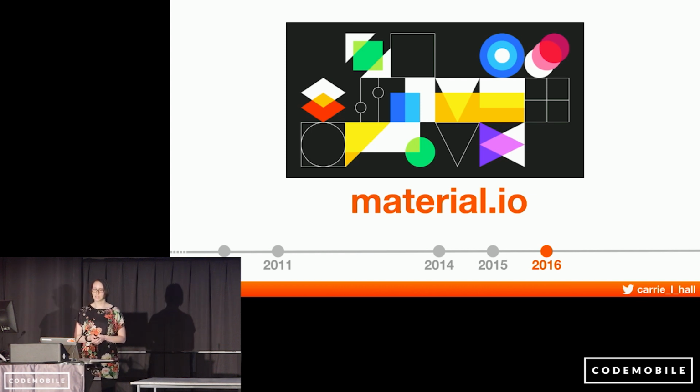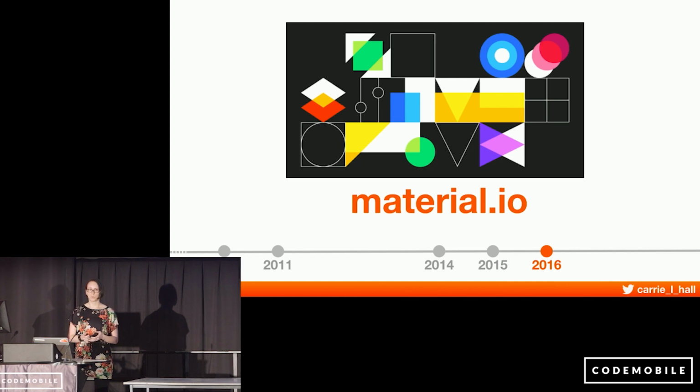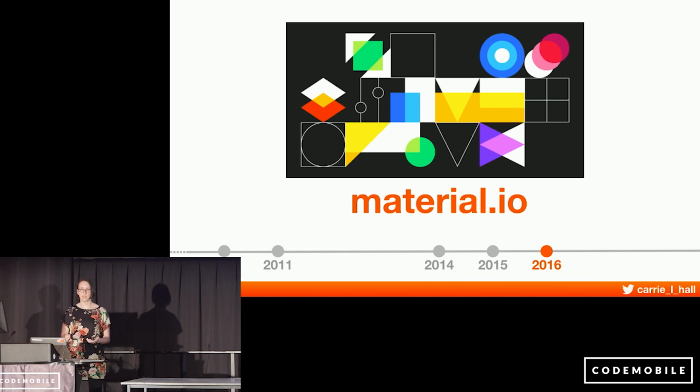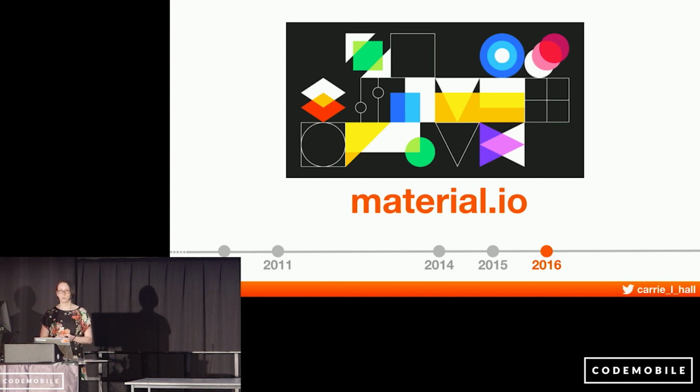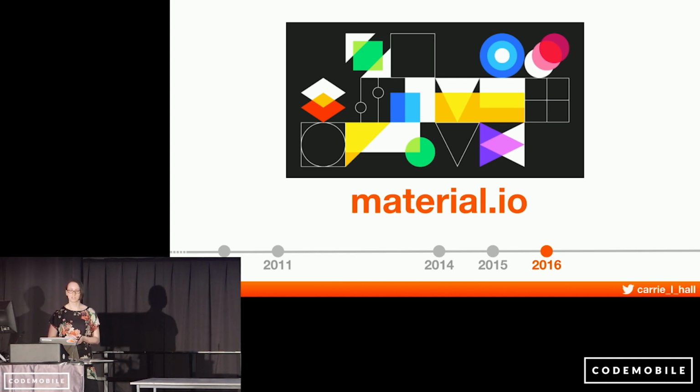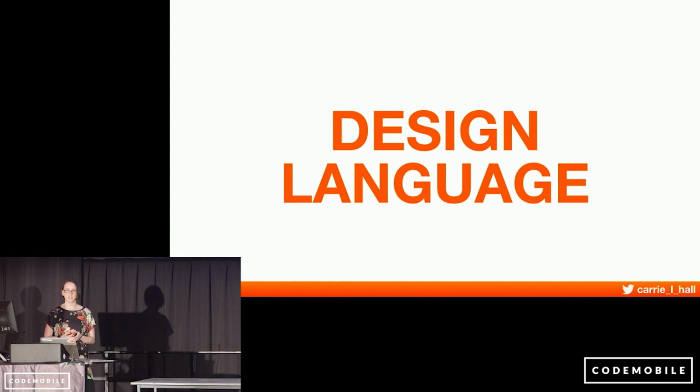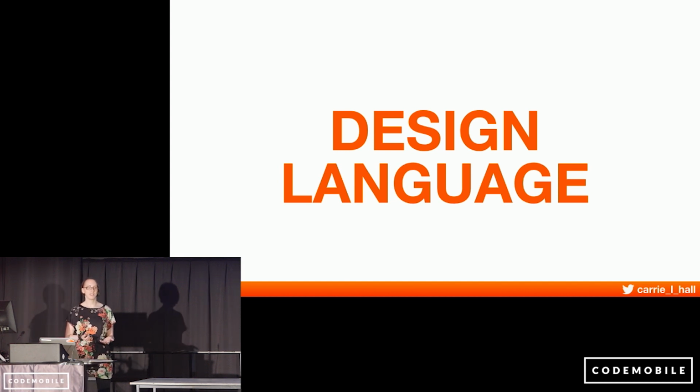And then in 2016, they brought out this website, Material.io, which is where it turned a bit more into a design language. So this was to showcase their visual identity, and it brought along with it some new libraries and some new resources. And so I've just mentioned design language. That's the purpose of my talk today.